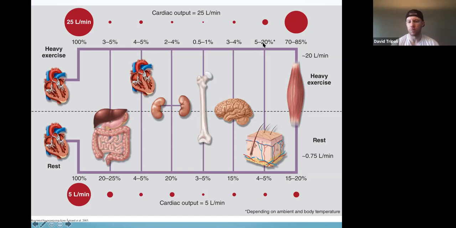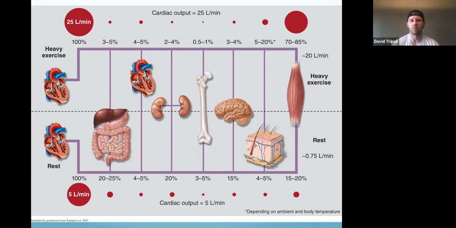Skin could, depending on when you're trying to get rid of heat. So you could get a lot of blood to the skin level, right? We think about our face getting flushed red and things like that. And then obviously a lot of it is going over to your muscles, right? To fuel them, to provide water, oxygen, to remove waste, all those types of things.